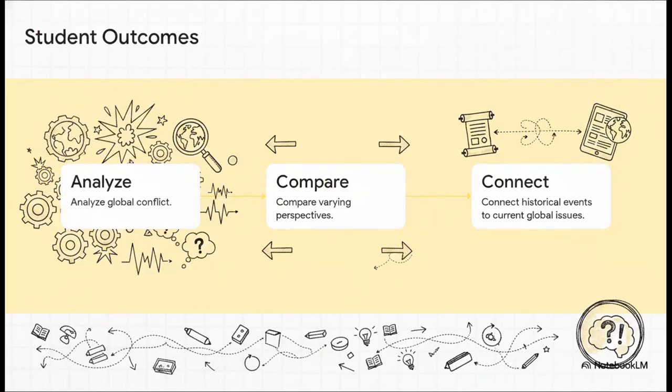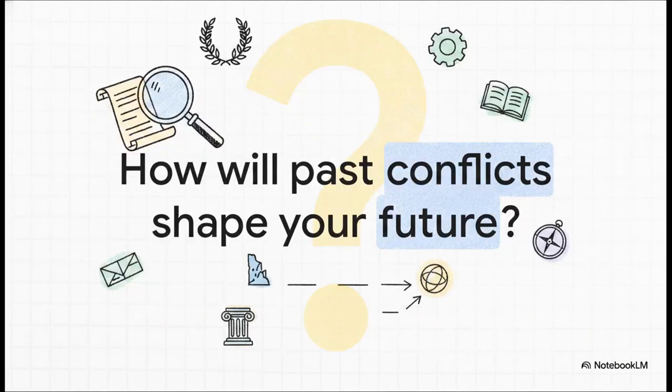You're going to analyze global conflict, compare those varying perspectives, and connect historical events to current global issues. Because, let's be real, the ultimate goal of reading and writing about history isn't just to pass a test. It's to clearly understand the incredibly complex world you live in right now, today. Which leaves us with one final provocative question for you to ponder. How will the conflicts of the past shape your future?